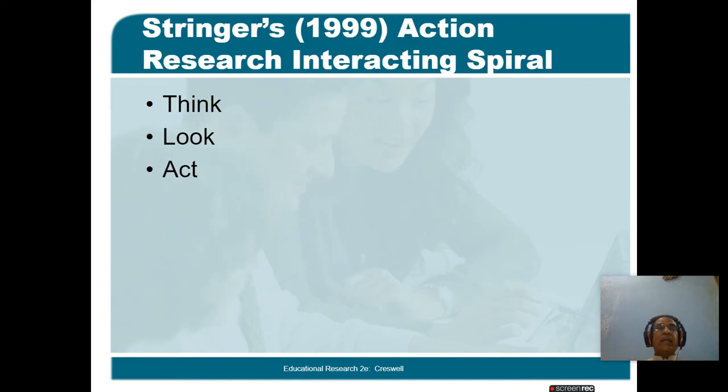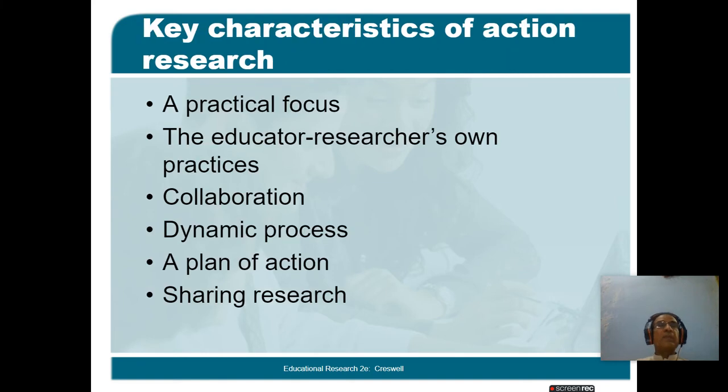Stringer, an expert of action research, designed an interactive research spiral, and he said, think, look, and act. So it's the best way. Think means to think in your brain what the problem is, and then look at what the possible solution of the problem is. Then find the best solution and implement that action.